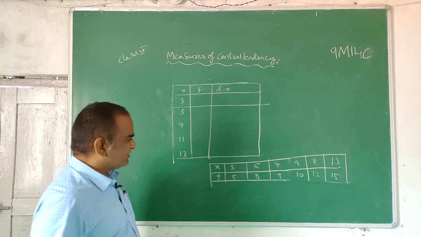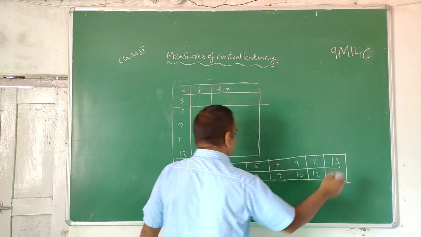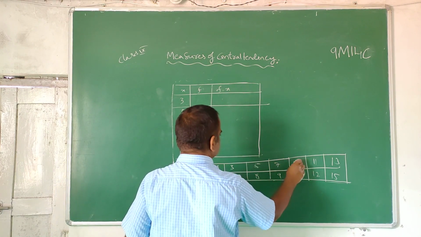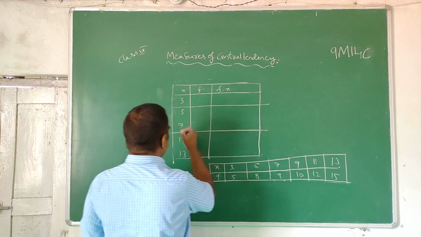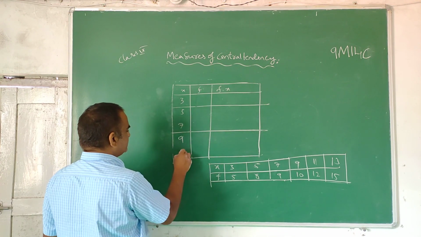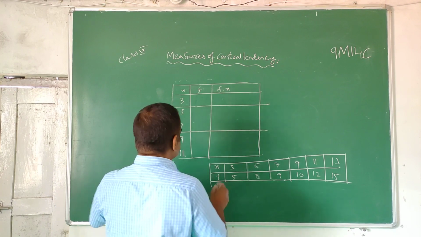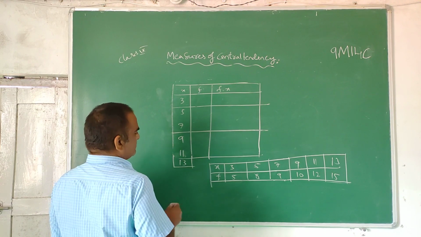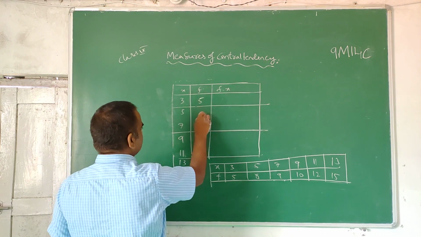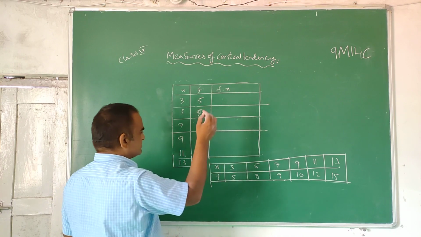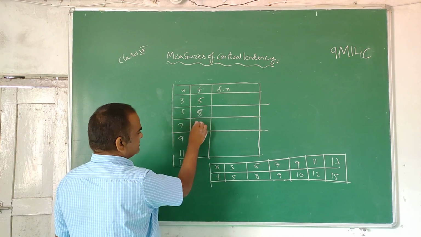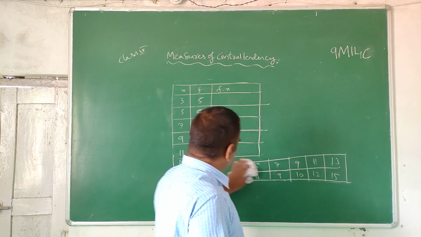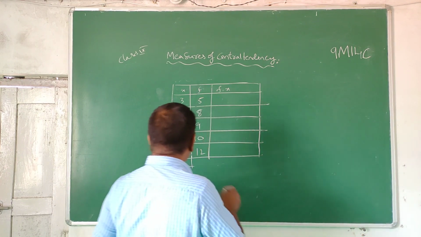Say this is a table. So the marks are 3, 5, 7, 9, 11, 13. And the frequencies are 5, 8, 9, 10, 12, 15.